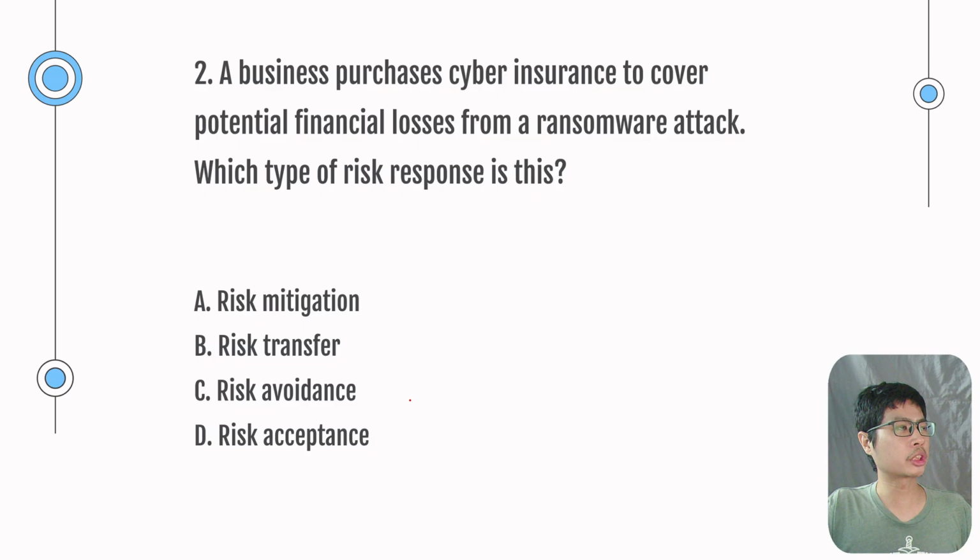Okay, question 2. A business purchases cyber insurance to cover potential financial losses from a ransomware attack. What type of risk response is this? So the keyword insurance came up here. Just like the keyword outsourcing, this is a way of transferring the risk.